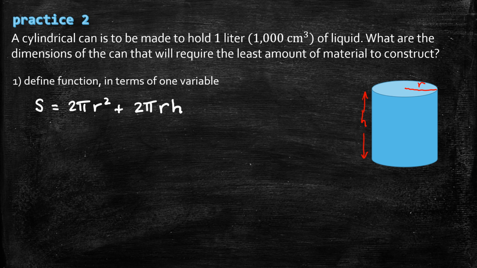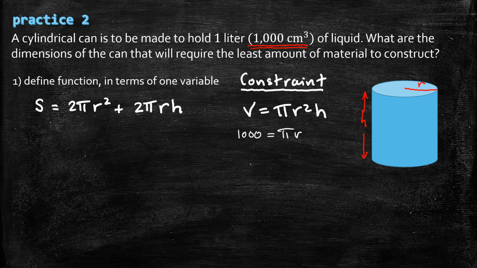So we have to identify the constraint in the problem, and the constraint is that this can needs to hold a volume of 1,000 centimeters cubed. And so we need to use another formula for the volume of a cylinder, pi r squared h, and we need to put that information in. So we know the volume is fixed, it's 1,000 equals pi r squared h, and we want to replace h in terms of r, preferably, so we're not going to have to deal with any square roots. So let's isolate h, and we get this.